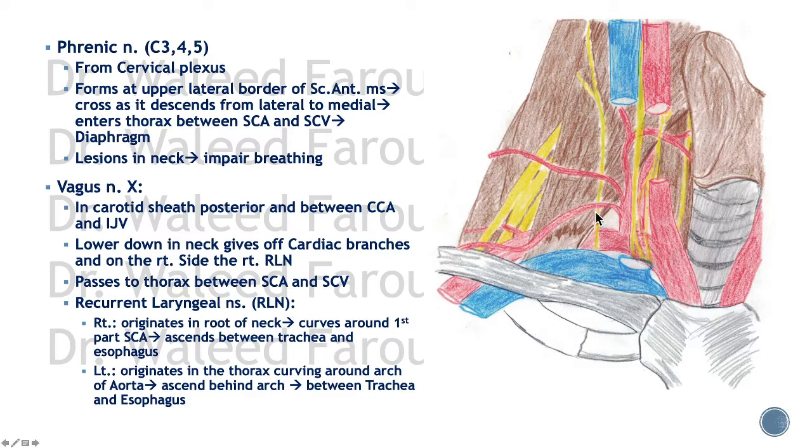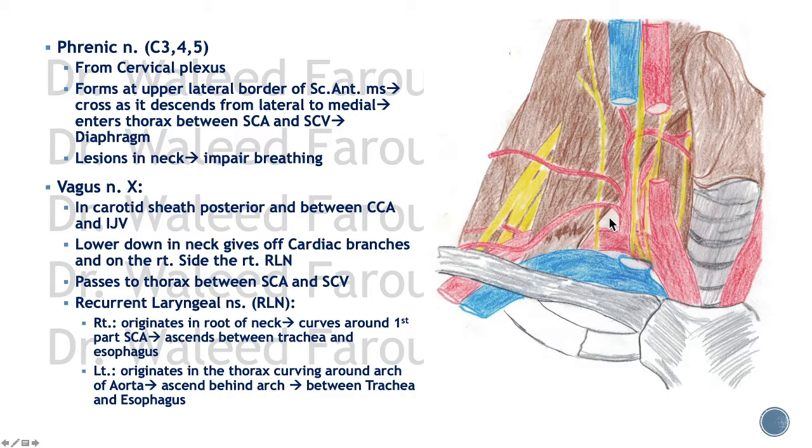As it descends, actually it doesn't cross or anything. It descends straight forward downwards. But because of the oblique course of the scalene anterior, they say that it crosses the muscle from lateral to medial. So don't get confused. It just descends straight downwards. And as it goes down, because of the oblique muscle behind it, it crosses the muscle from lateral to medial.